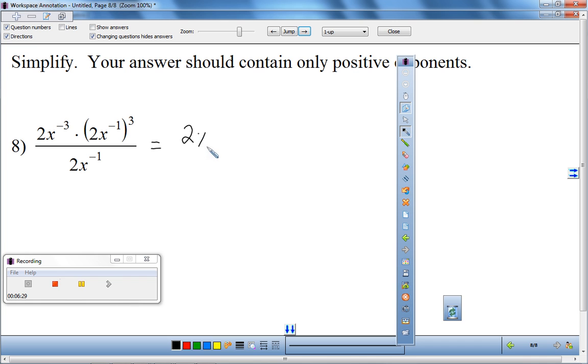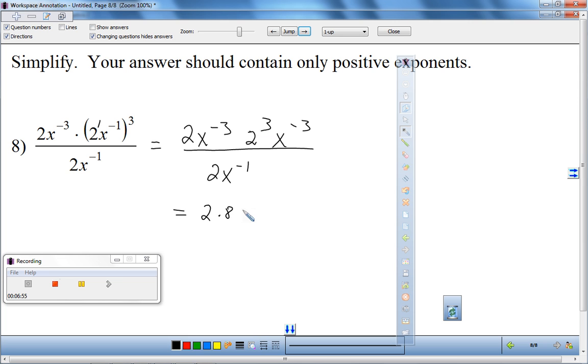Alright, here we're going to end up with 2x to the negative 3. I'm going to deal with this. So 3 times 1, so I get, and don't forget to take 2 to the 3rd power. So it'd be 2 to the 3rd x to the negative 3 over 2x minus 1. Okay, we got a lot going on here. So let's go ahead and take 2 to the 3rd power. So it's 2 times 2 is 4, times 2 is 8. So we have 2 times 8 times x to the negative 3, x to the negative 3rd, over 2x to the negative 1.